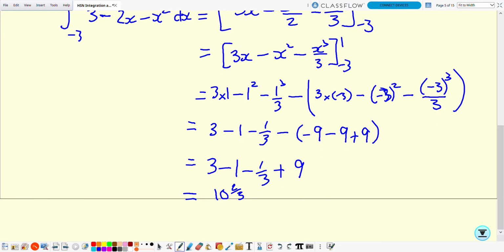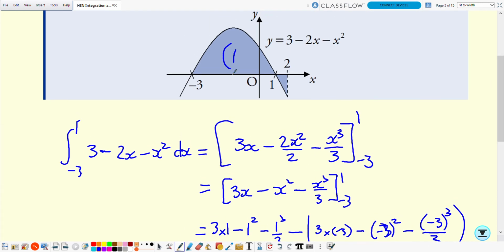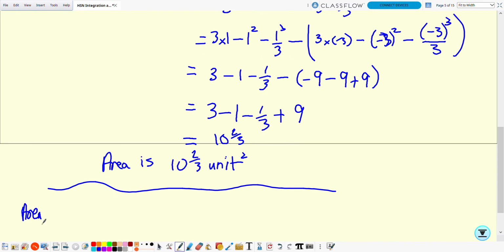and therefore your shaded area of the first bit is 10 and 2/3 units squared. Right, but remember that's only one part of it. So now what we need to do is do part 2. Even if you have the diagram drawn, you could talk about area 1, area 2. So for area 1, that's what we've just done. We're now going to look at area part 2.